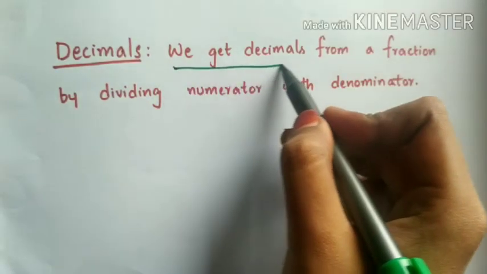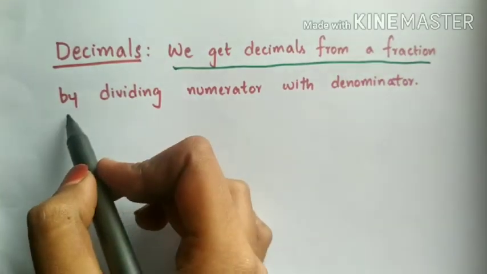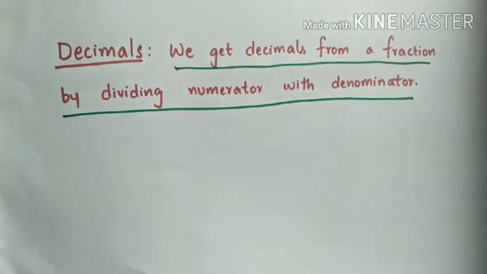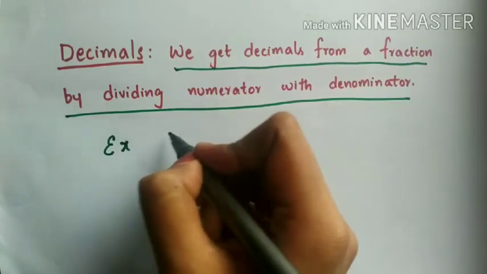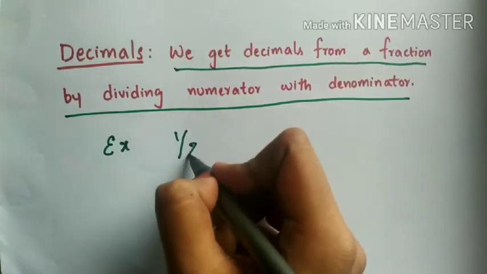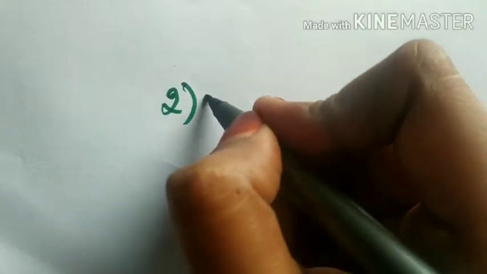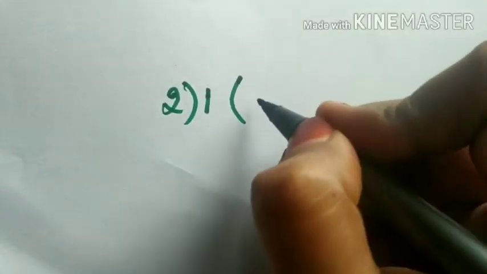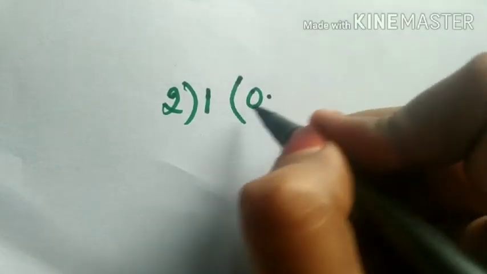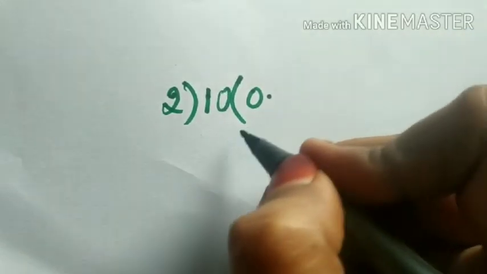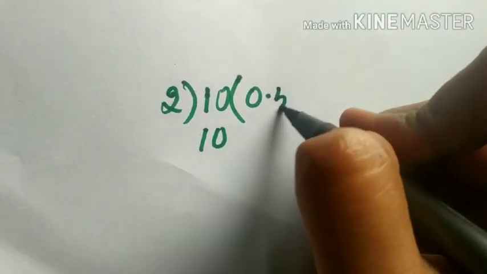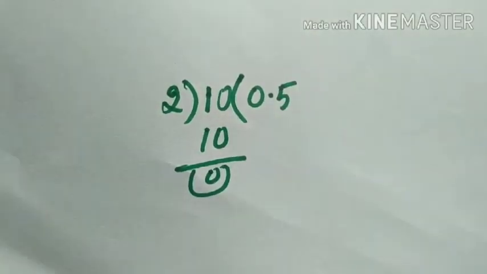We get decimals from a fraction by dividing numerator with denominator. For example, let's consider 1 by 2. You already know that the answer is 0.5, but let's do a quick division. Since we can't divide 1 with 2, let's take the help of a decimal point. Therefore, 1 becomes 10, and 2 times 5 is 10. Therefore, the remainder is 0.